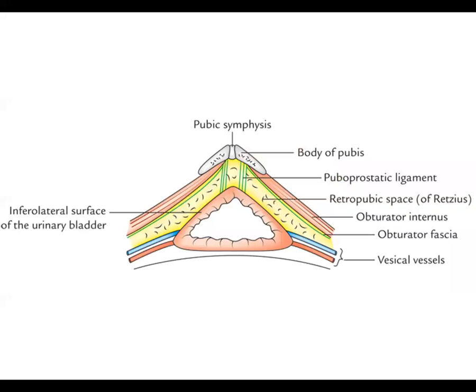Now we will see this. This is the pubic symphysis. This is the puboprostatic ligament, the inferolateral surface of the urinary bladder, and the obturator fascia, and these are the vesical vessels and the puboprostatic ligament. So these act as a support for the urinary bladder.